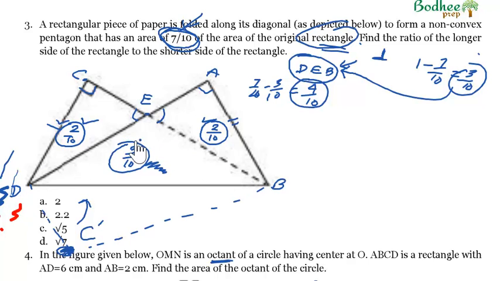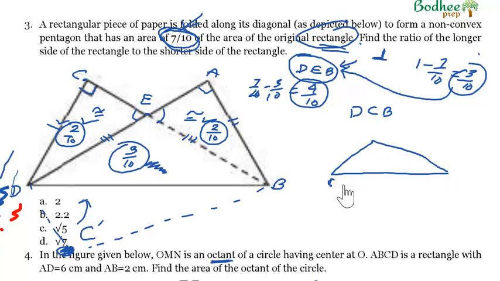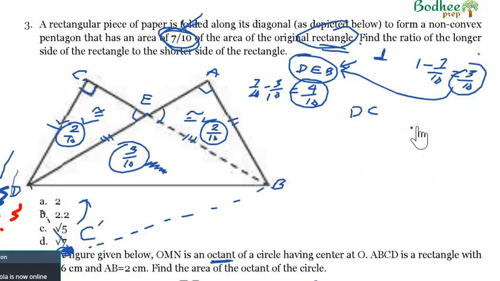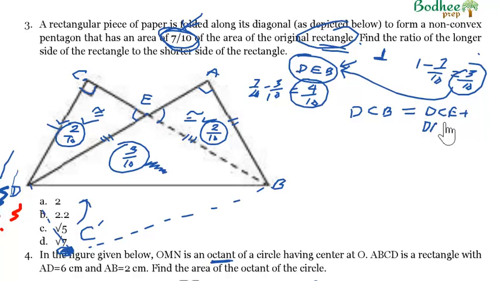Apart from that, triangle DEB will also be symmetrical. So I can say that, in fact, we have proved that these two triangles are congruent. So the corresponding sides will be equal. Now just observe triangle DCB. If you observe these two triangles, I can say that DCB is equal to triangle DCE plus triangle DEB, right?